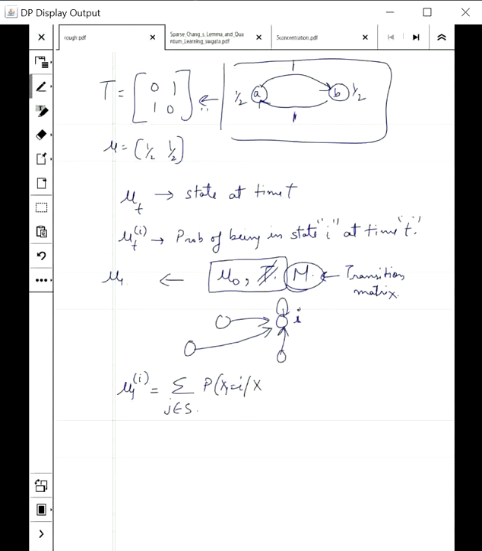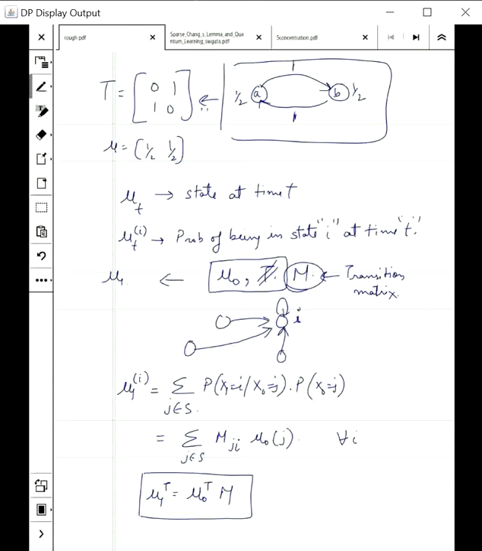So this is the probability that I was in j, then moved to i, and I have to multiply with the probability that I started with state j. And you notice that both of these quantities I know in terms of mu0 and M. So this becomes summation over j element of S, M_ji mu0. And if you look at it keenly, you will see that if I look at it for all possible states i, this is actually giving me a vector equation, which is mu1 is mu0 times M.